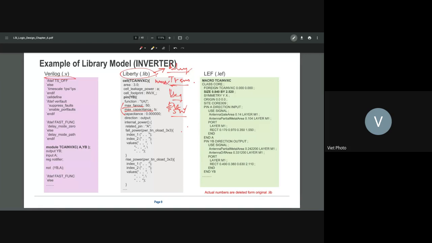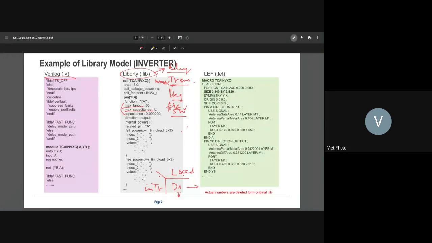So what is it about? First of all, delay. For the delay, you have a table. I think I explained this to you. Here's the load, and here's the input transition. Then for each load and each input transition, you have a delay, D1 and so on. That's the table of delay.